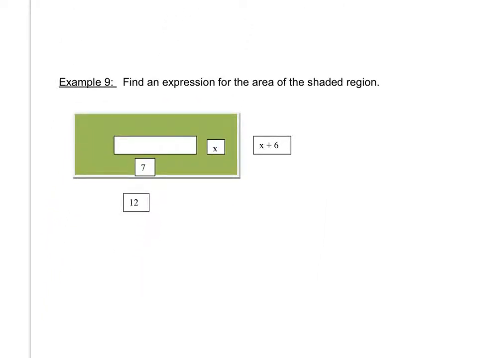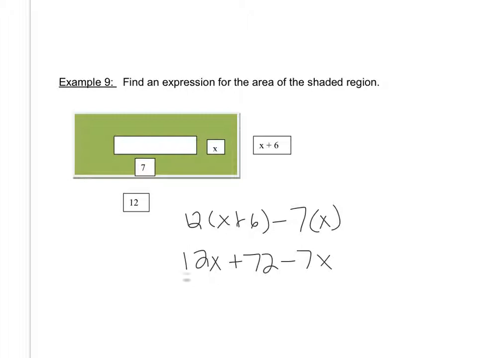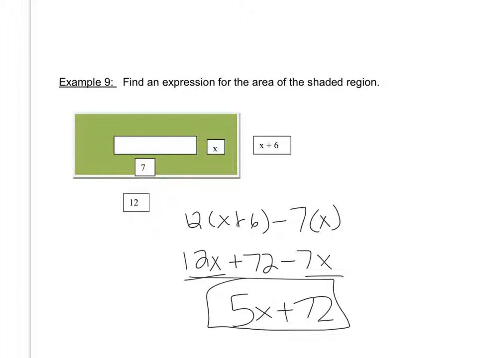It says find an expression for the area of the shaded region. So we need to take the area of the big rectangle minus the area of the small rectangle. The area of the big rectangle is 12 times x plus 6, minus 7 times x. So you get 12x plus 72 minus 7x. 12 minus 7, 5x plus 72. So there's the area of the shaded region.